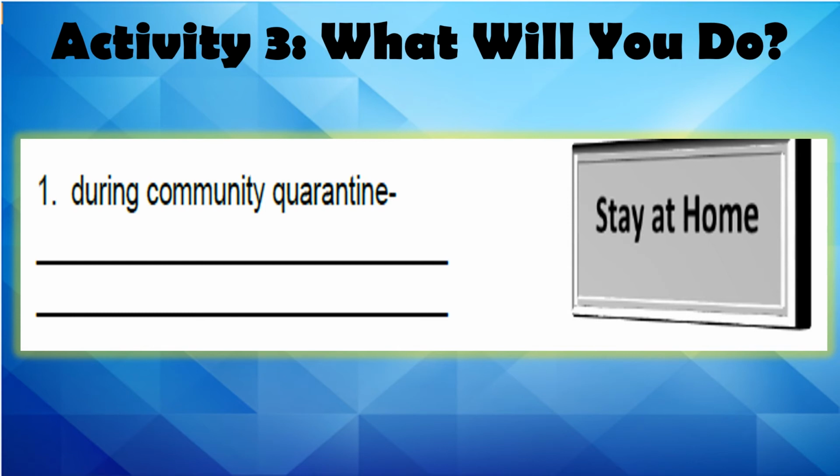We are now in activity 3. What will you do? Here's the directions. On your module, write 2 sentences expressing prohibition when you are in the following situations. Refer to the rubric found in your module on page 8.